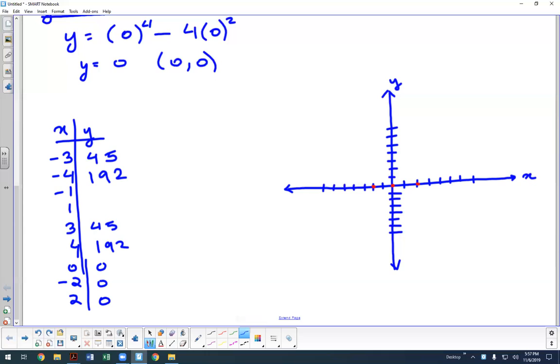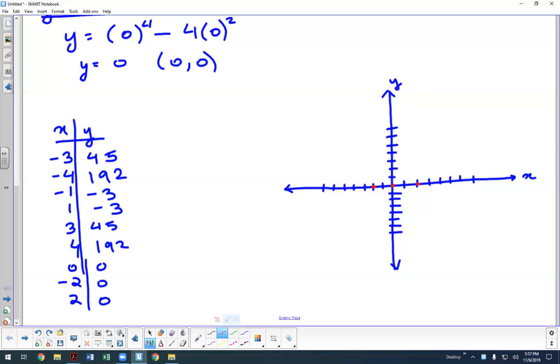With -1 or 1, you will actually end up getting a negative answer in this case. Yeah, you're going to get -3 because you actually end up with 1 minus 4. So that's -3 for both of these numbers. And I think that gives us a decent number of points to work with.